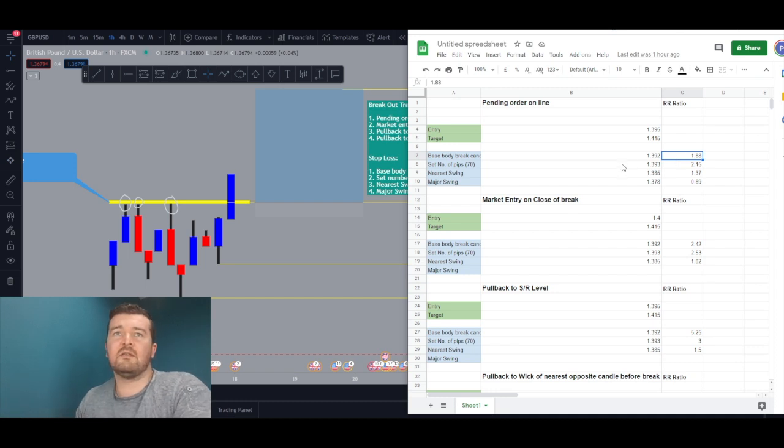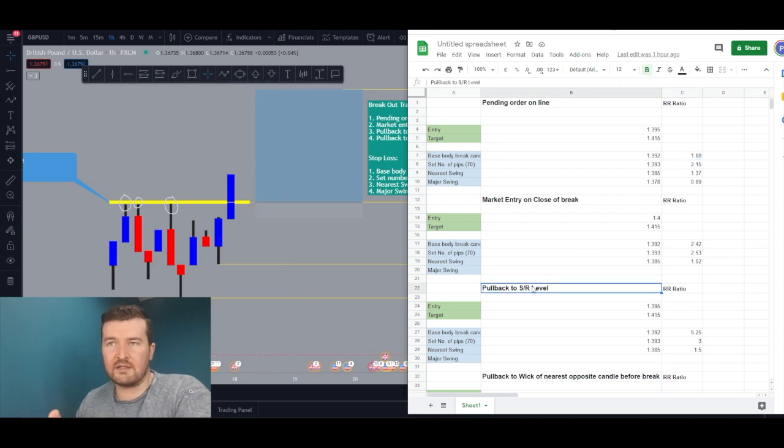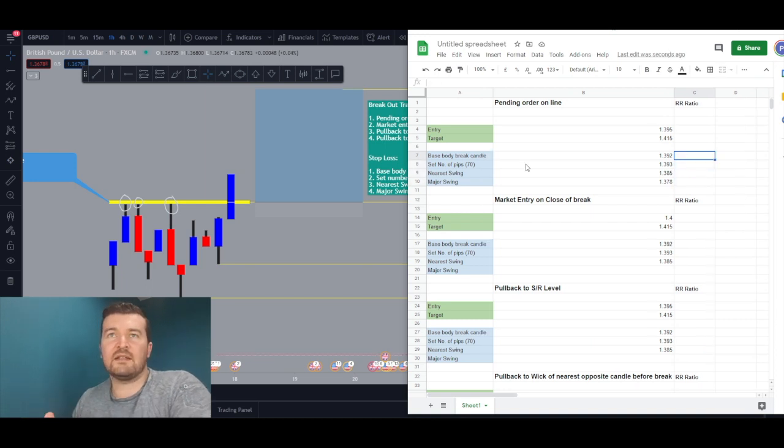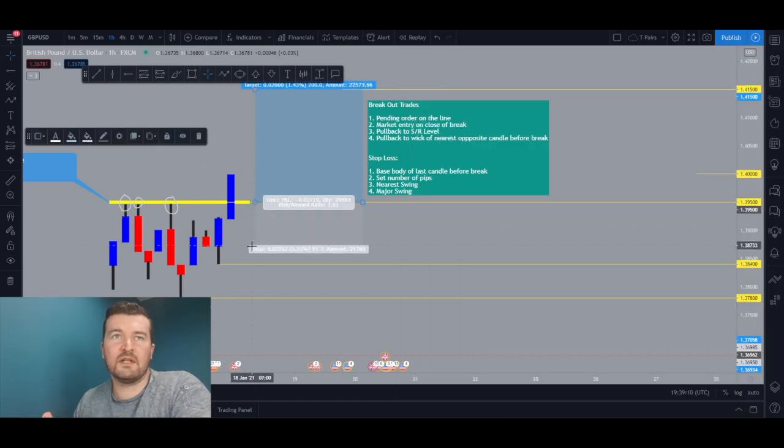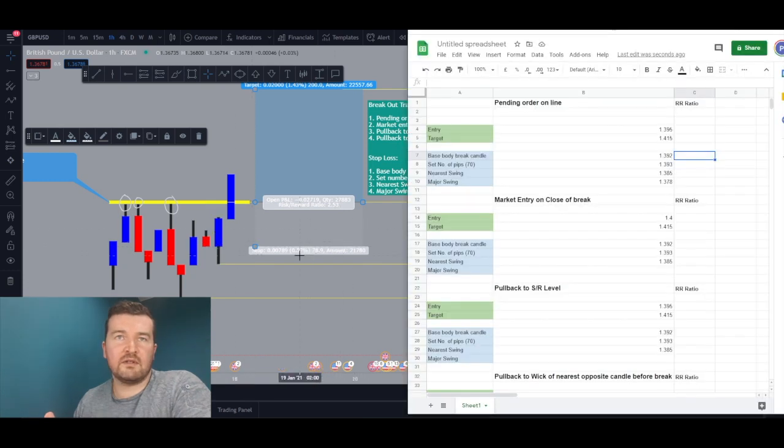Okay, so what have we got the first time? So pending order on the line, which is here, which is going to be the same as the pullback to the support resistance area. So what we'll do is we'll fill out these here. So first of all, let's look at setting our stop loss. Okay, so the base of the body break candle, which is this one. Our stop loss, let's call it 80 pips. Basically, it's a 2.53 return, okay?